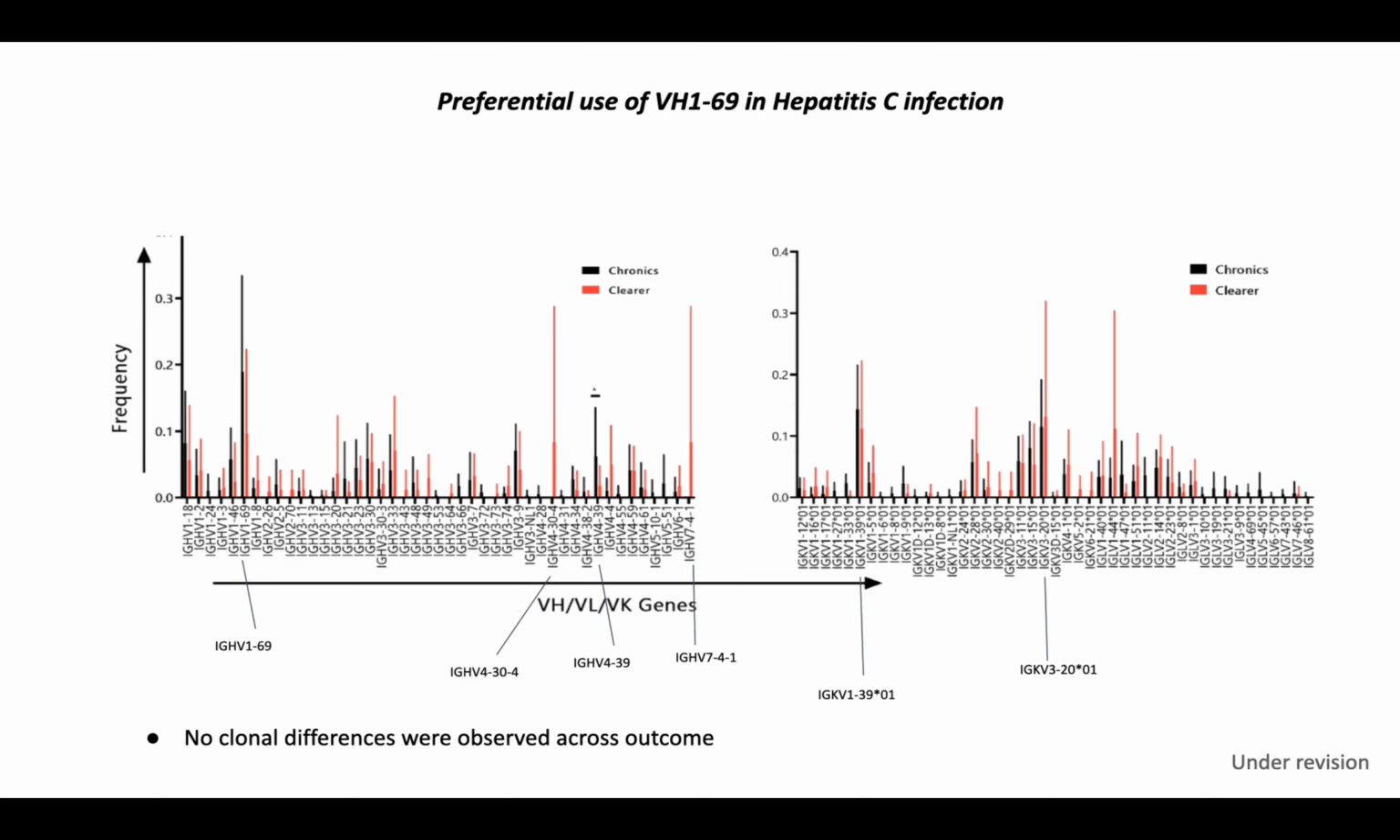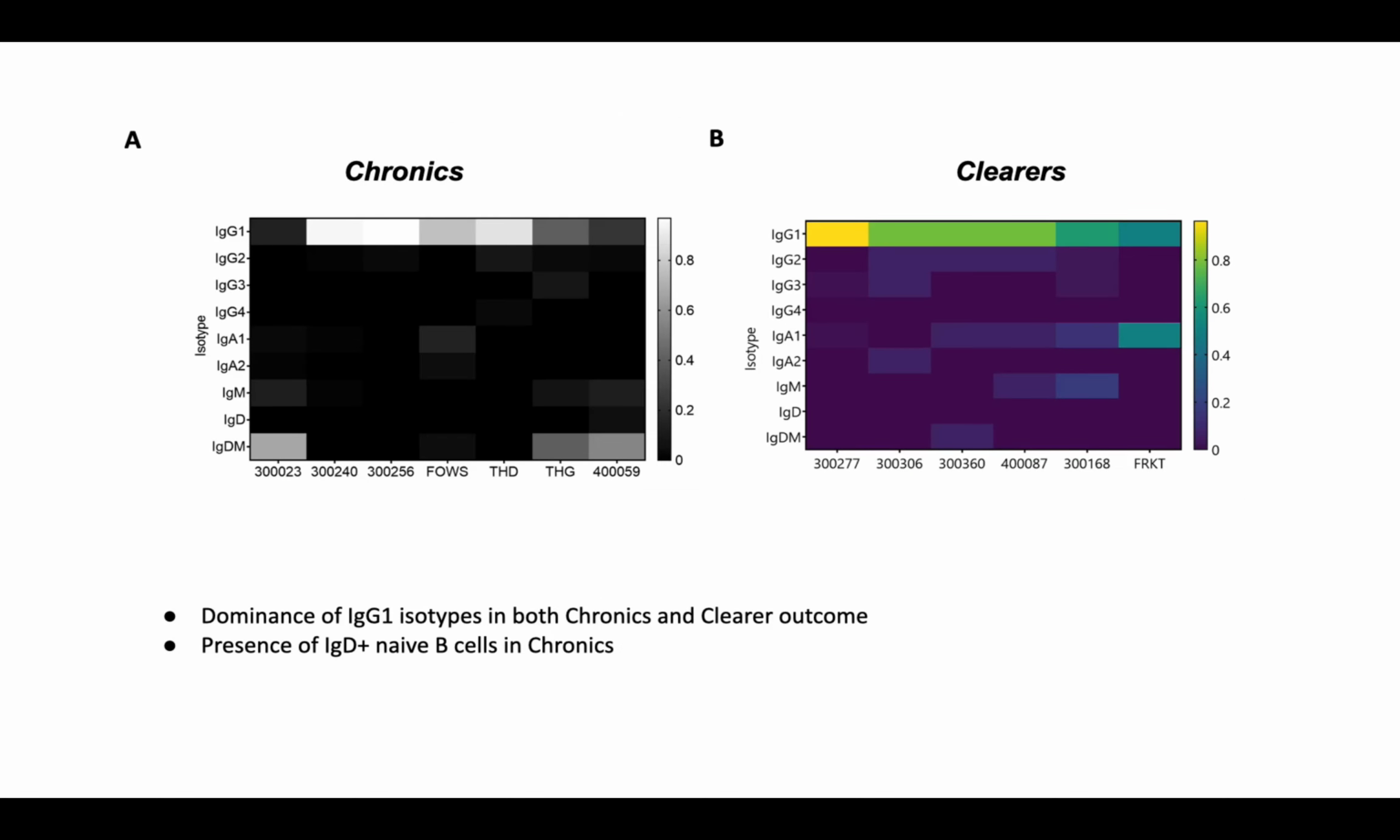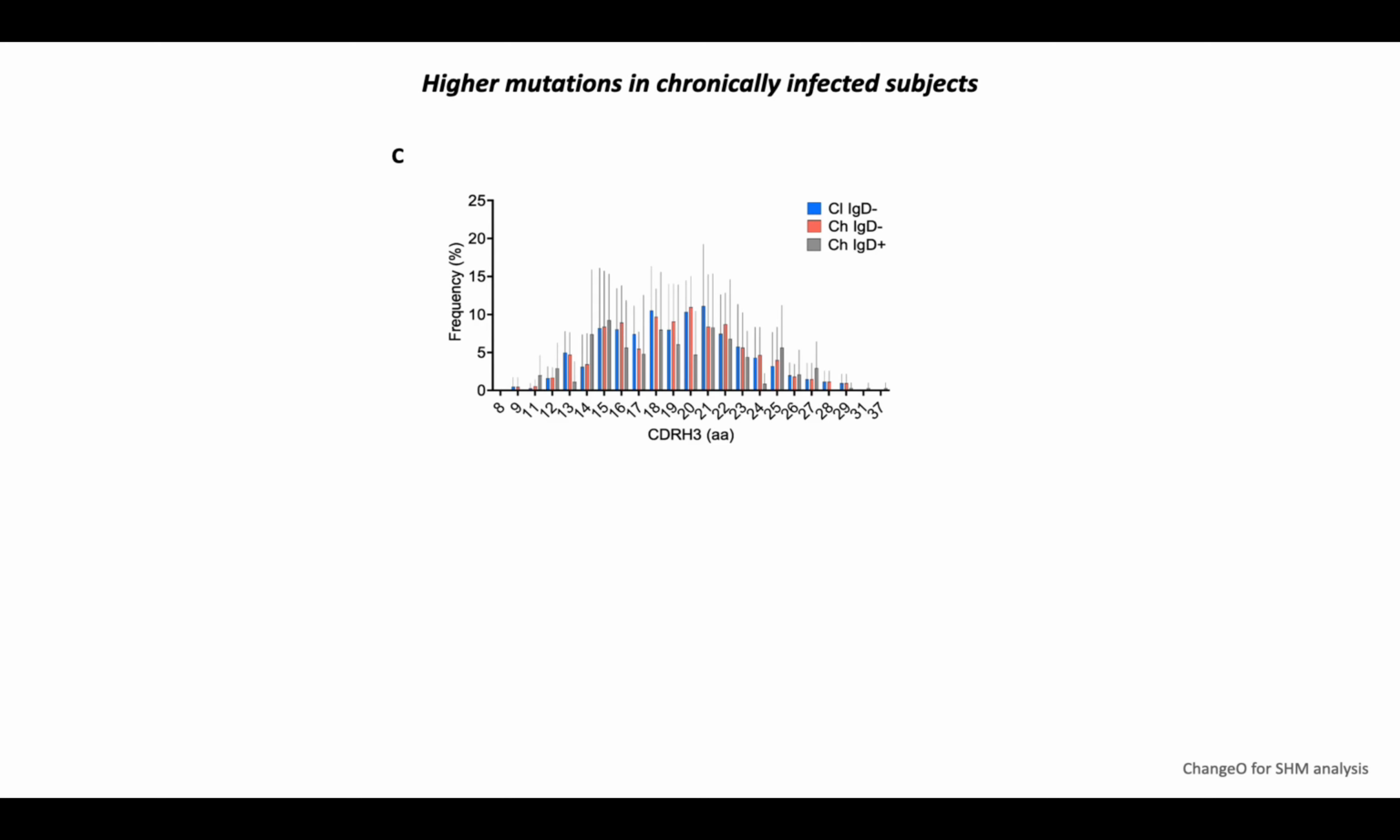We did not observe any clonal differences here when we did the clonal analysis, maybe due to the low number of cells. Here we had around 500 cells from all these patients. So when we look at the isotypes, most of these cells were IgG1 positive in the case of chronics as well as in clears. Some of them had IgDM, which is IgD positive cells, might be naive cells in the case of chronics. So we further wanted to see what is the difference in the CDR3 length.